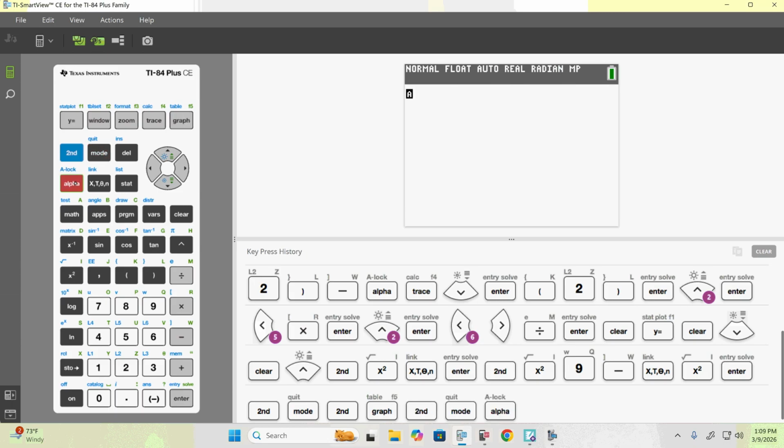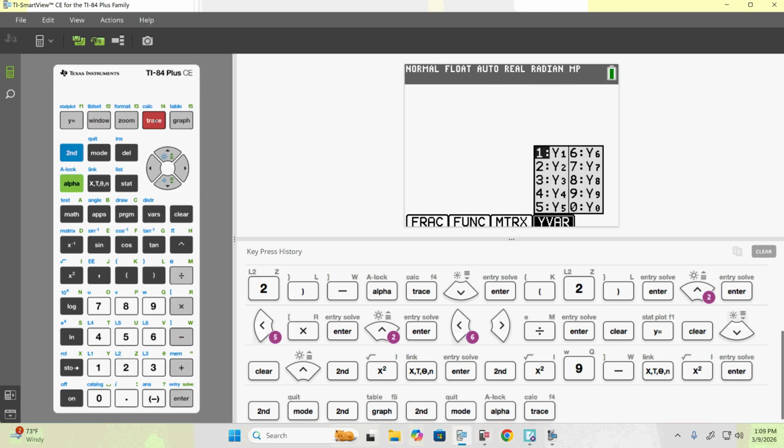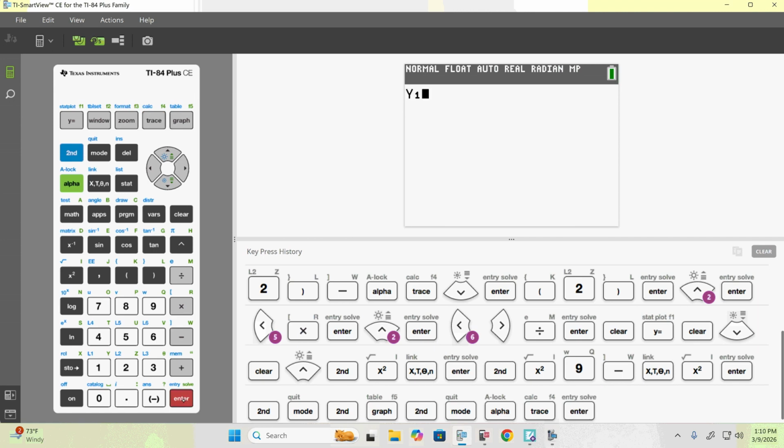Or alpha trace, alpha F4. So hit the green button, F4. And you should get this here. Now we put the f of x equation in y1. So I'm going to hit enter to get y1. Parentheses 2 close parentheses. So what we're telling it here is that we want it to take that function and plug 2 into f of x, 2 into that equation for f of x.